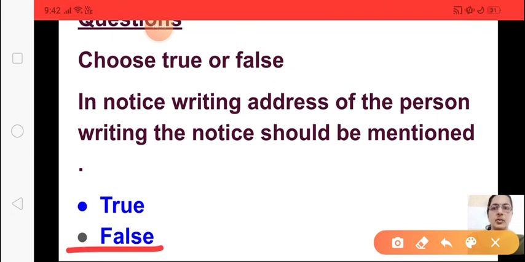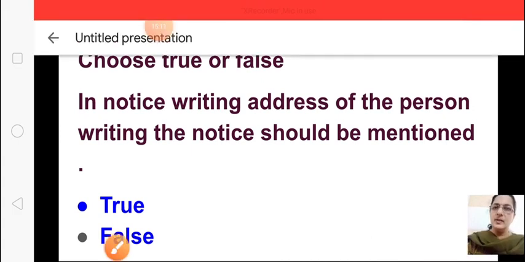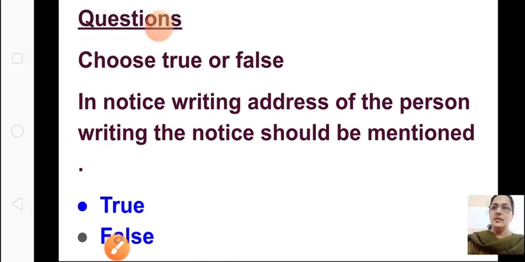For informal letter, we are writing the address. But are we writing the address for notice writing? No, only the date. So, in notice writing, the address of the person writing the notice should be mentioned. Is it true? No, it is false. So you will click on false. One more example, can we see? One more, the last one we will see.